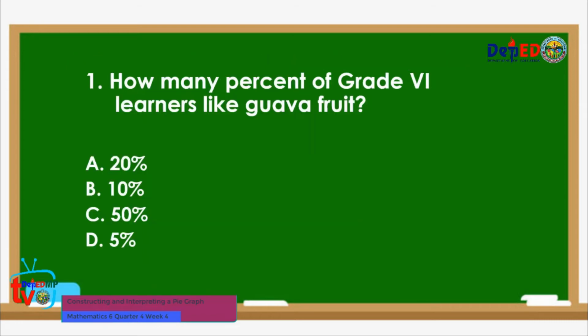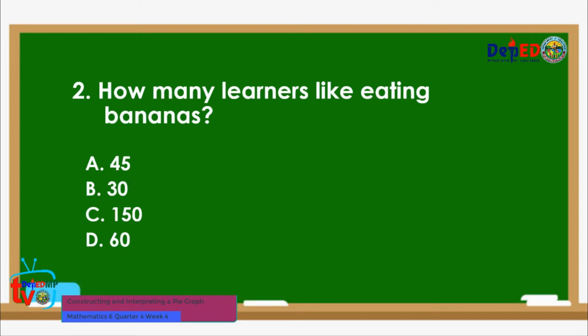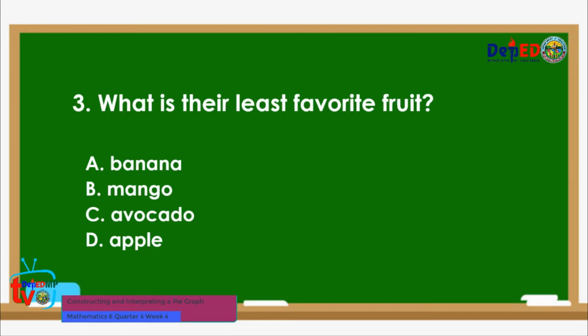Number 1. How many percent of grade 6 learners like guava fruit? Letter A, 20%. Letter B, 10%. Letter C, 50%. Letter D, 5%. Number 2. How many learners like eating bananas? A, 45. B, 30. C, 150. D, 60. Number 3. What is their least favorite fruit? A, banana. B, mango. C, avocado. D, apple.